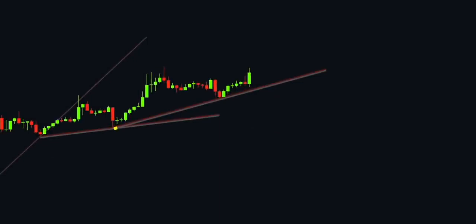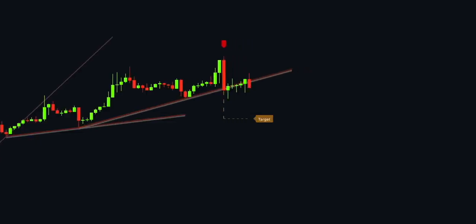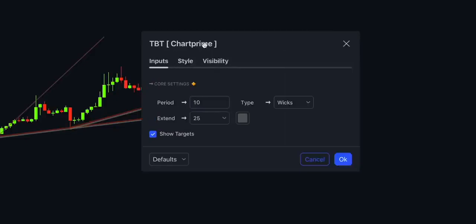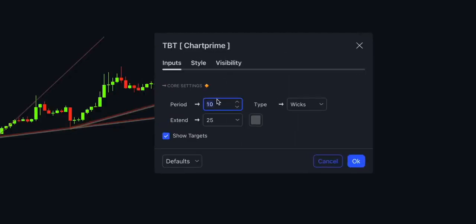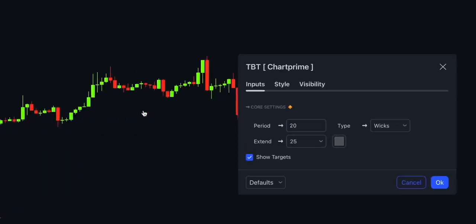When the price makes higher lows, the indicator draws an upper trend line. If the price breaks below this trend line, the indicator gives a sell signal. A recommended target is also displayed on the chart. In the indicator inputs, you can customize the period and trend line length. Changing the period number to a higher value makes the indicator less reactive to price changes. Hence, you'll receive fewer signals.